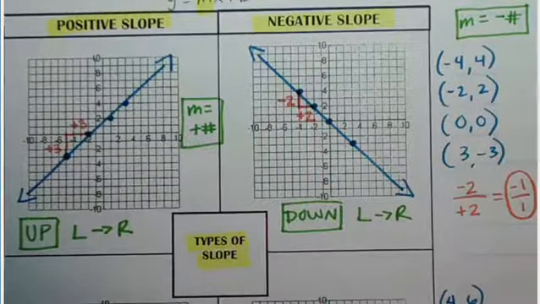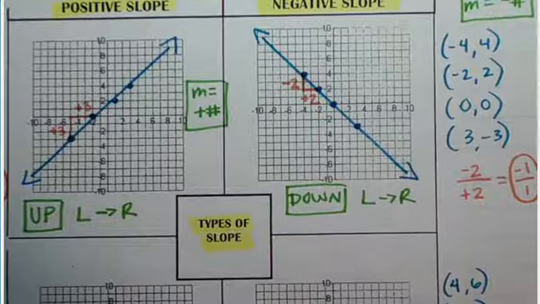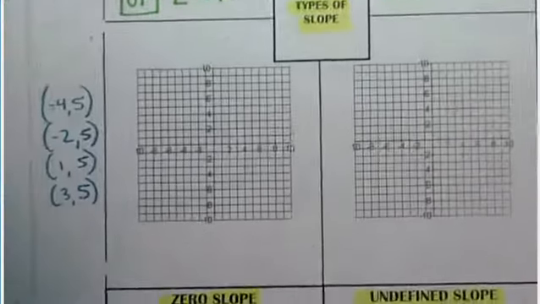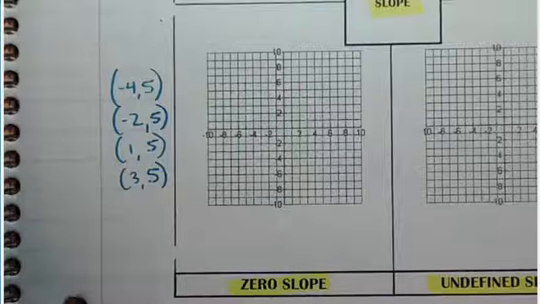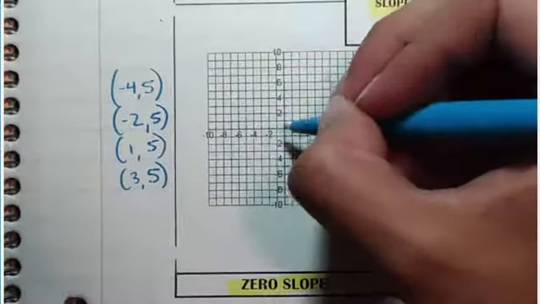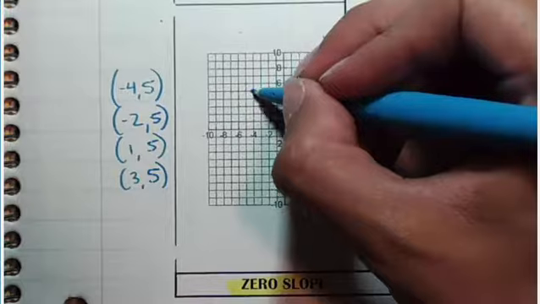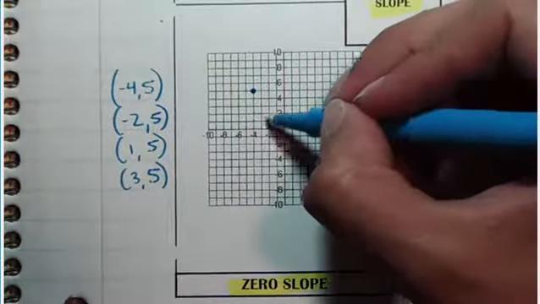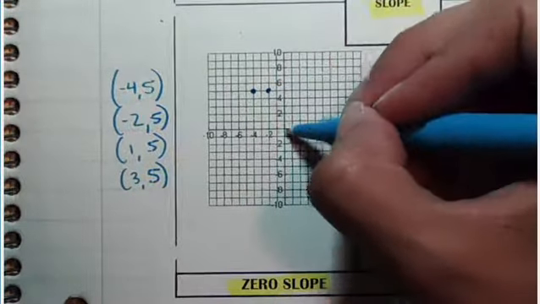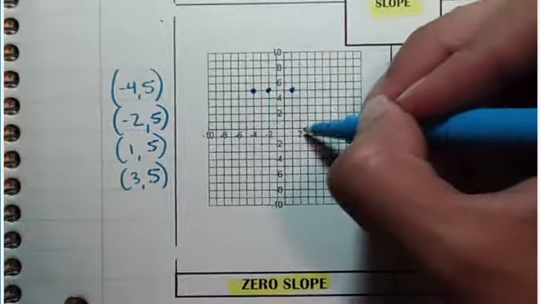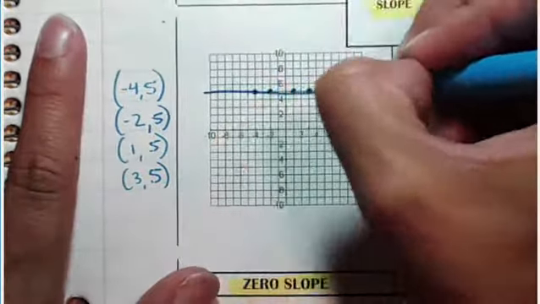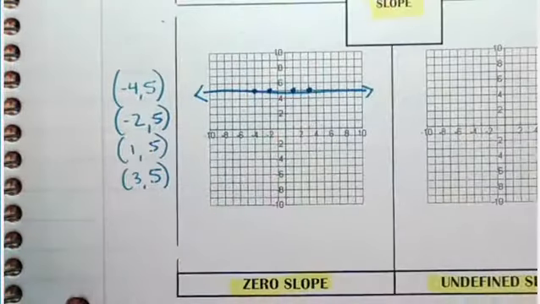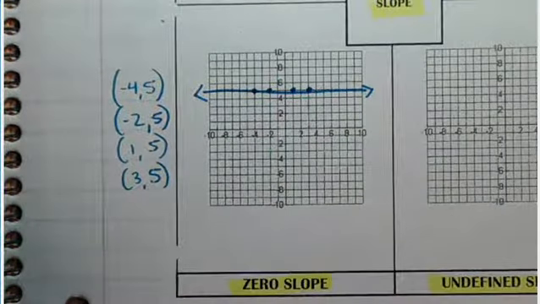Okay, the next 2 types of slopes, listen very carefully because you might need a bigger refresher on these 2. So let's start off with the 0 slope first. Okay, let's go ahead and graph these points. So negative 4, 5, negative 2, 5, 1, 5, and 3, 5. I'm going to connect those points, and automatically I notice that this is a horizontal line.